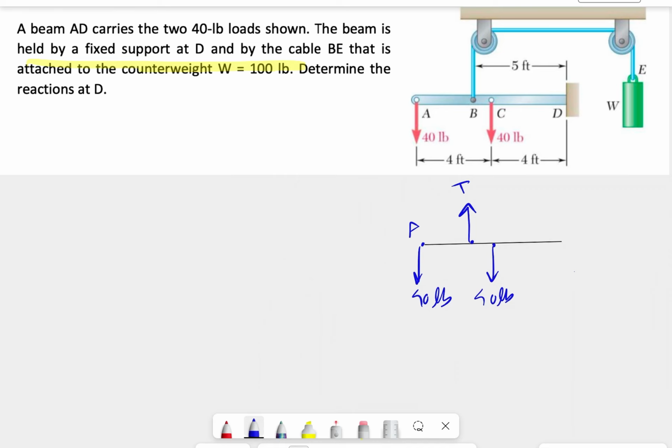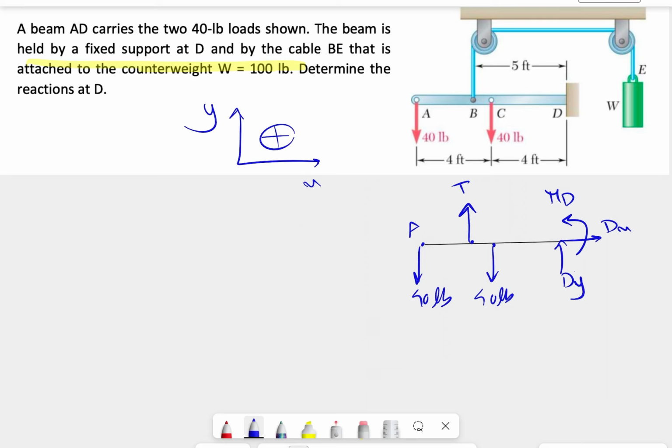and the reactions that we have. Since it's a fixed support, we will have Dx, we'll have Dy, and again, since it's not a pin, we'll have a moment as well. So let's show our x and y axis too. This will show the positive side for x and y. And for the free body diagram, this is pretty much all we have for forces.